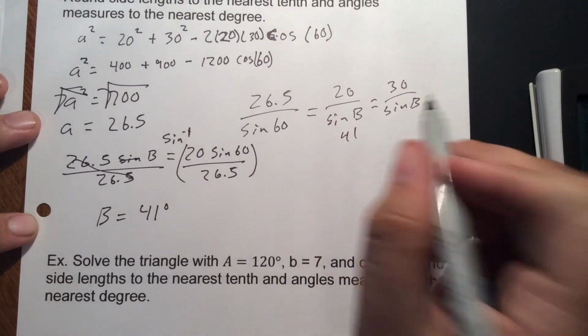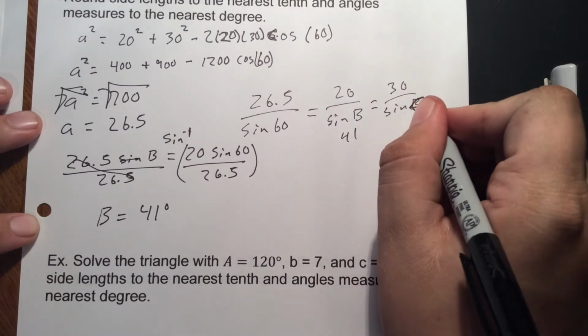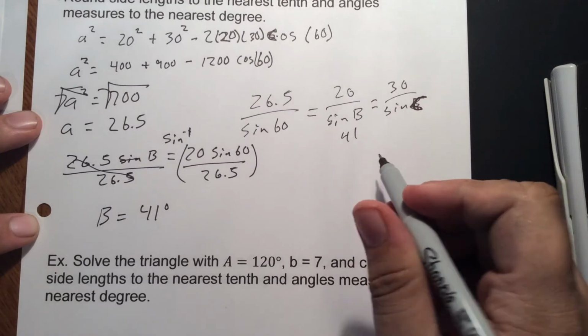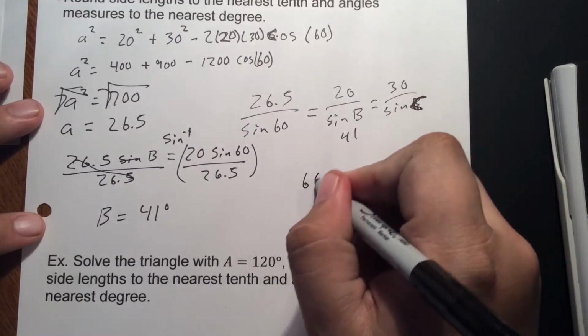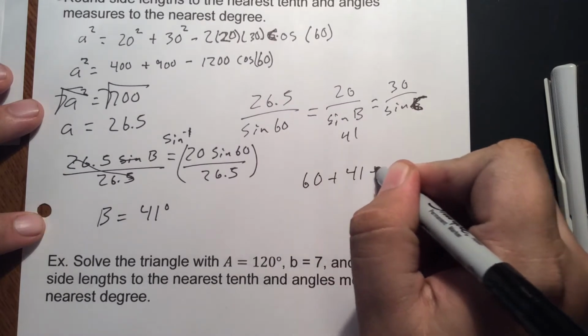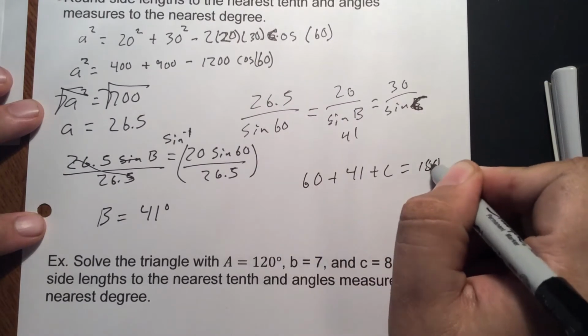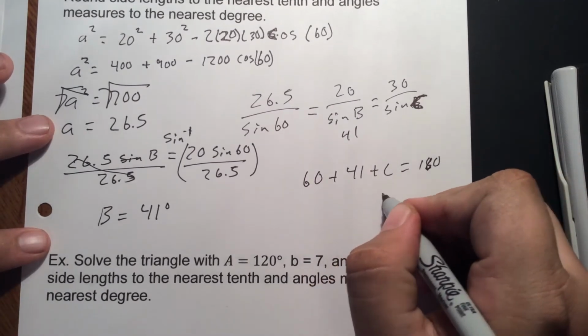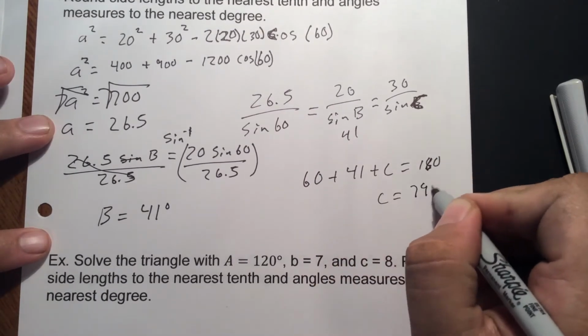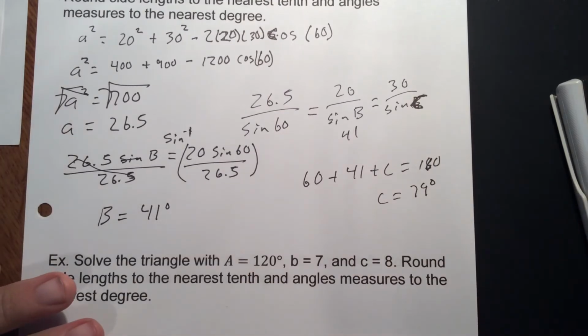Well, now we have two of the angles. This is supposed to be C. So now we can use the triangle sum theorem: 60 plus 41 plus C would equal 180, the interior angles of a triangle add up to 180. 60 plus 41 is 101. C would end up being 79. And that was done.